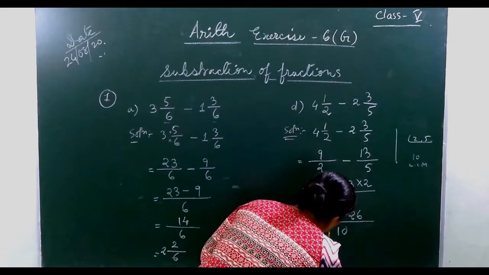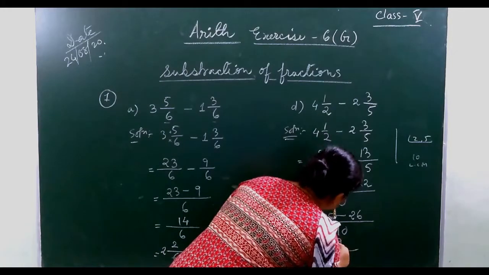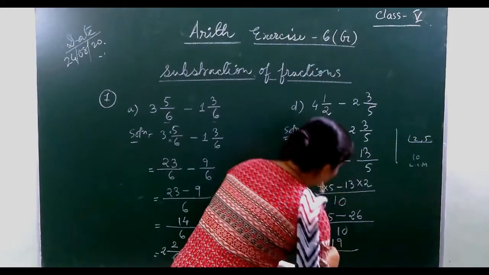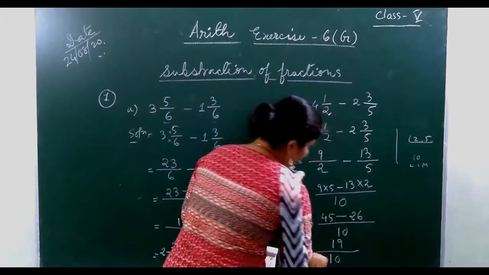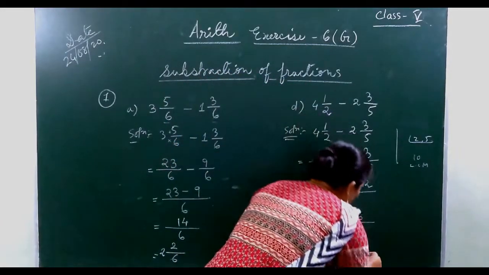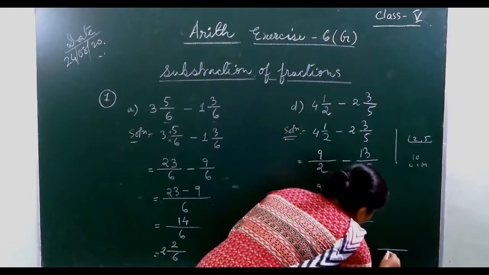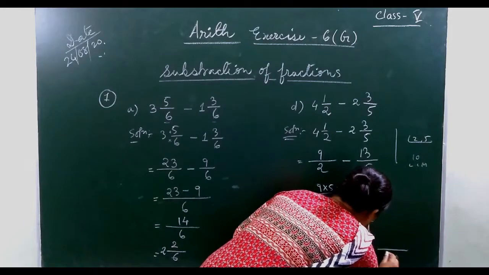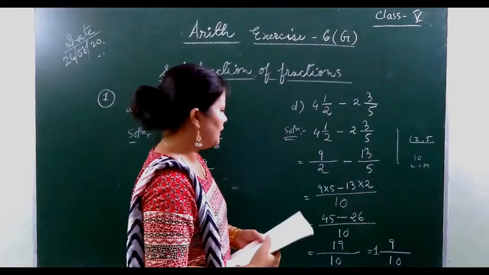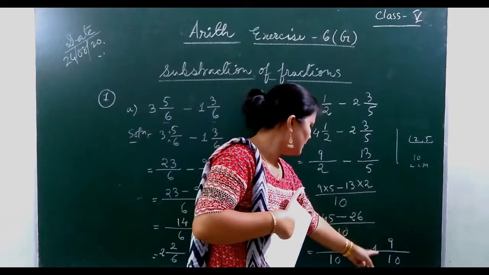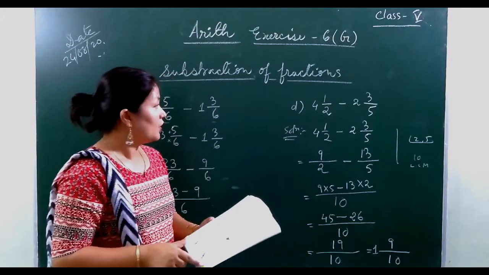Then we will subtract. 45 minus 26 is 19. So 19 by 10 is the answer here, an improper fraction. Then we will change it into a mixed fraction. 10 1 times 10 plus 9. So 1 9 by 10. So 10 1 times 10 plus 9 is 19. Okay, so this is the answer.